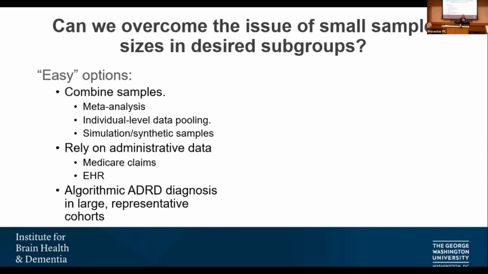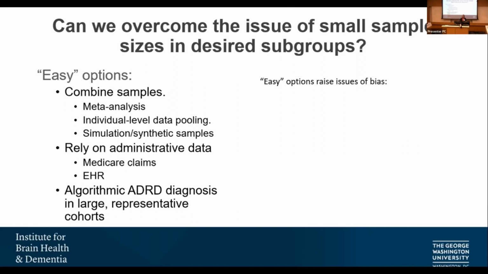You can rely on administrative data, right? It was said at the beginning of this talk, I'm sorry, I don't remember who, the amount of data available to us has just been growing exponentially, right? We have access to genomic data, EHR, Medicare claims, all sorts of administrative data that can be linked to other data that we have. Although it wasn't collected for research purposes, it can be really powerful. And then we can have this idea of algorithmic ADRD diagnoses in large representative cohorts, which allows you to get information or classifications on people for whom you don't do a full workup, right? Because ascertaining dementia is a time-consuming process. And so if you can use these algorithmic approaches, you can do things like Dr. Romano's work in the Health and Retirement Study.